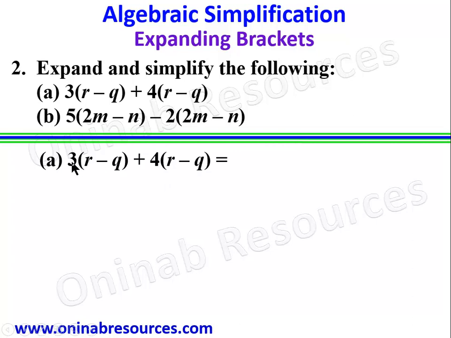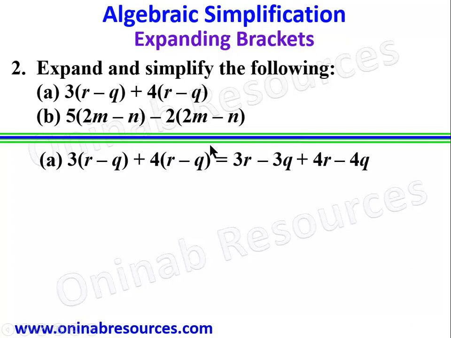So we use these 3 outside the first bracket to multiply every term inside the bracket. So we have 3 times r gives 3r, 3 times negative q gives negative 3q. So we are done expanding the first set of brackets. So the second set is positive 4 into r minus q. We use this positive 4 to multiply everything inside the brackets. So we have positive 4 times r gives positive 4r, and positive 4 times negative q gives negative 4q.